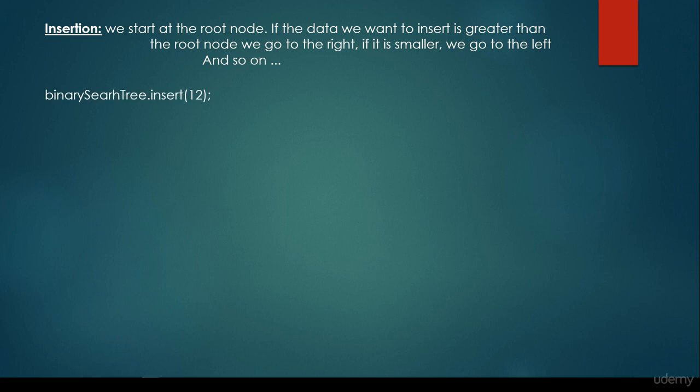So, we would like to insert 12, and because this is the first item we would like to insert, it's going to be the root node. Then we would like to insert 4. We consider the root node, 4 is smaller than 12, so we go to the left, and because 12 doesn't have any left child, the 4 is going to be its left child.